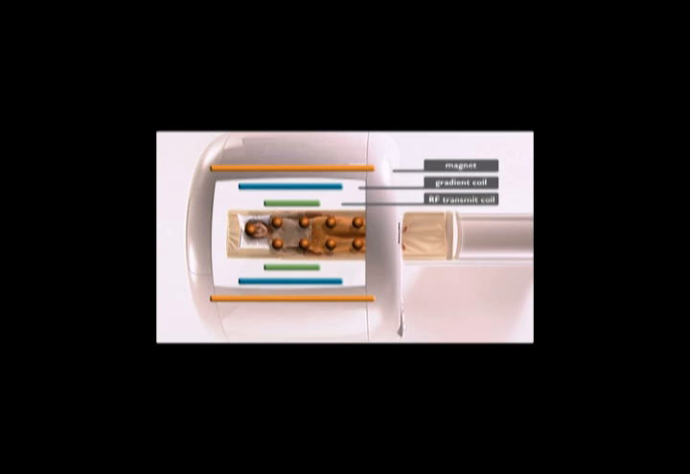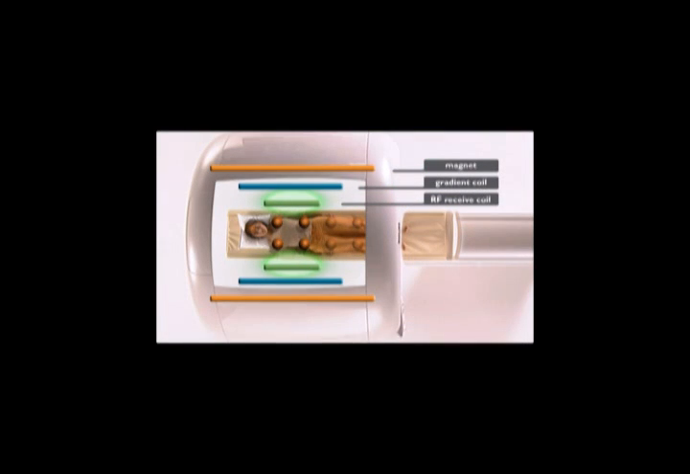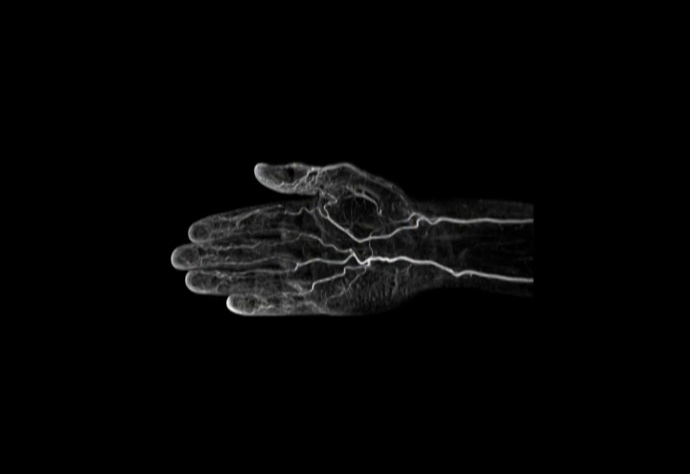The RF transmit coil broadcasts an RF signal at a given frequency, the resonance frequency. The targeted protons absorb the RF energy. These excited protons produce an RF signal which is picked up by the RF receive coil. The detected signal provides the data needed to create an image.